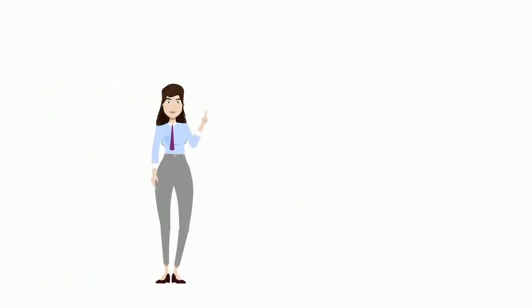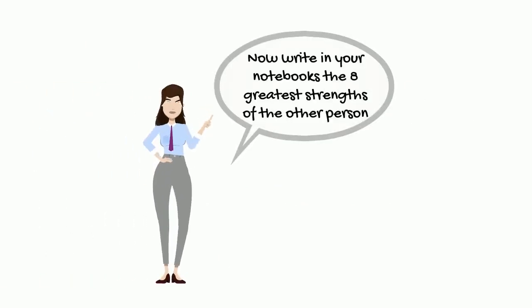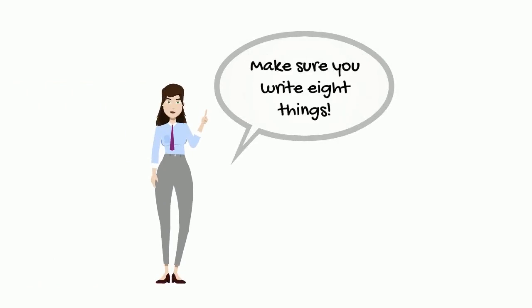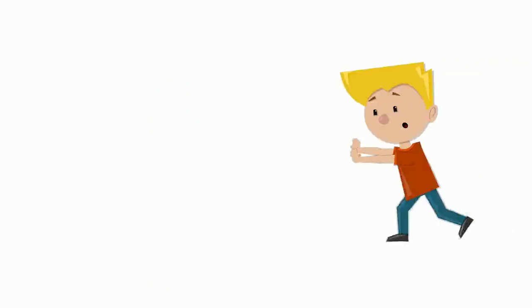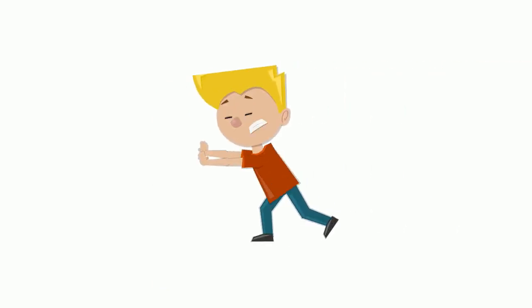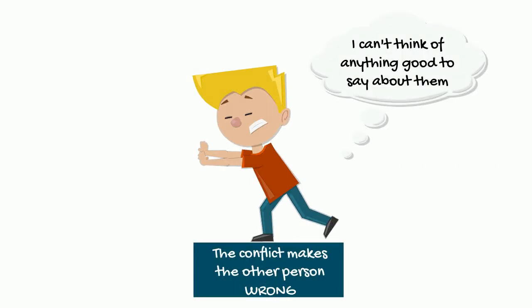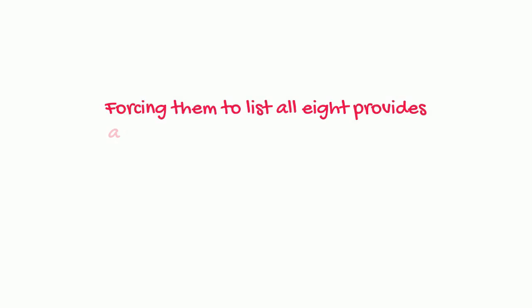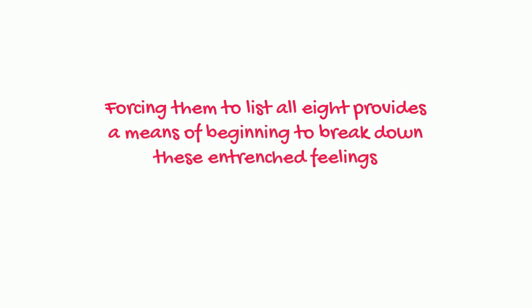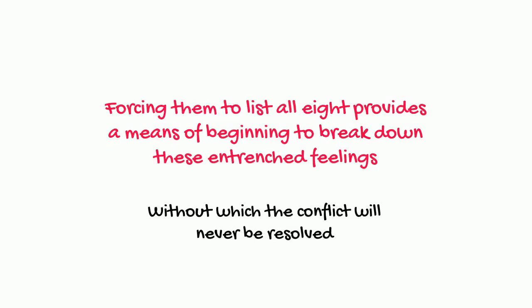Once they finish this task, ask them to now write in their notebooks the 8 greatest strengths of the other person. It's really important to make sure the participants each write 8 things, even if they seem incapable of listing this many. Much of the time, the underlying reason for any resistance is that the conflict they are trying to resolve has them stuck in the other person being wrong, and they cannot think of anything good to say about them. Forcing them to list all 8 provides a means of beginning to break down these entrenched feelings, without which the conflict will never be resolved.